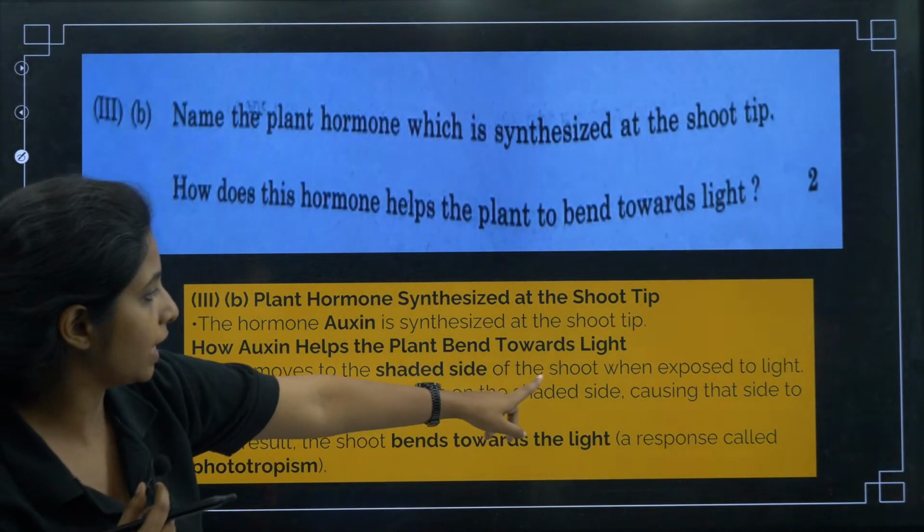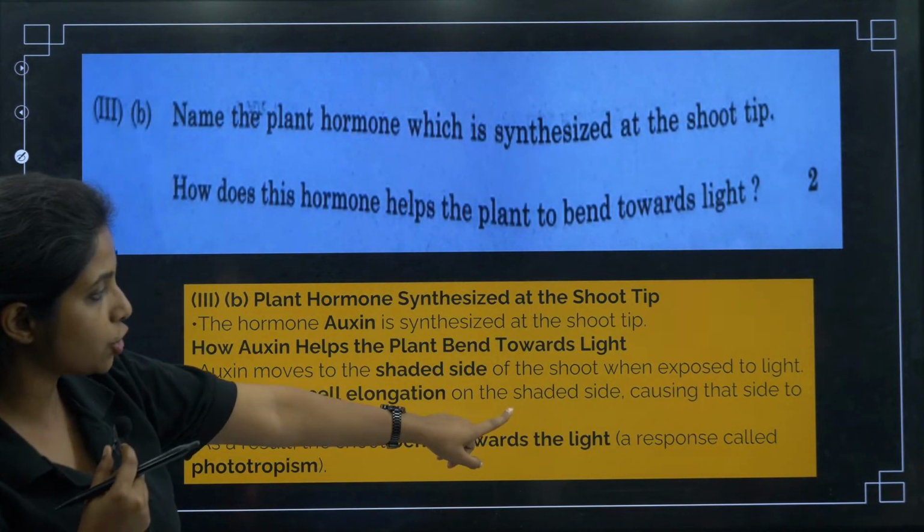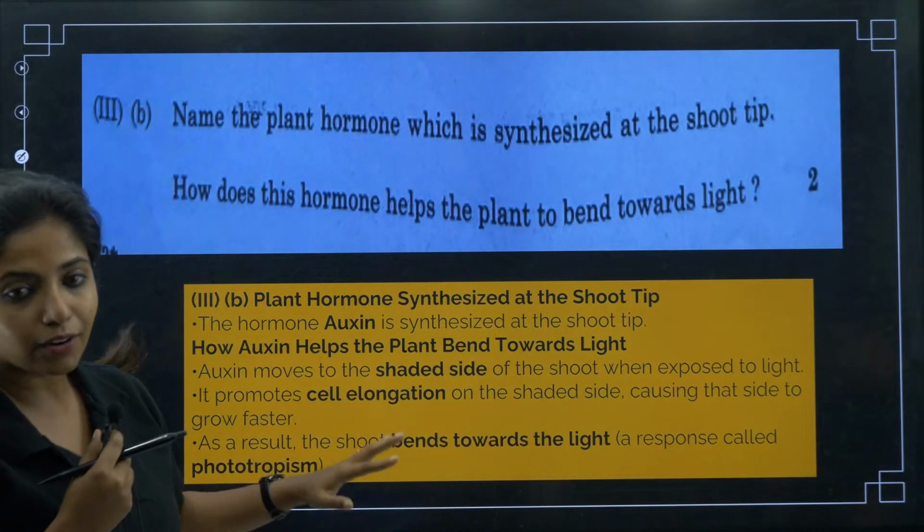So auxin moves to the shaded side of the shoot. When exposed to light, it promotes cell elongation on the shaded side. All the things are really important.